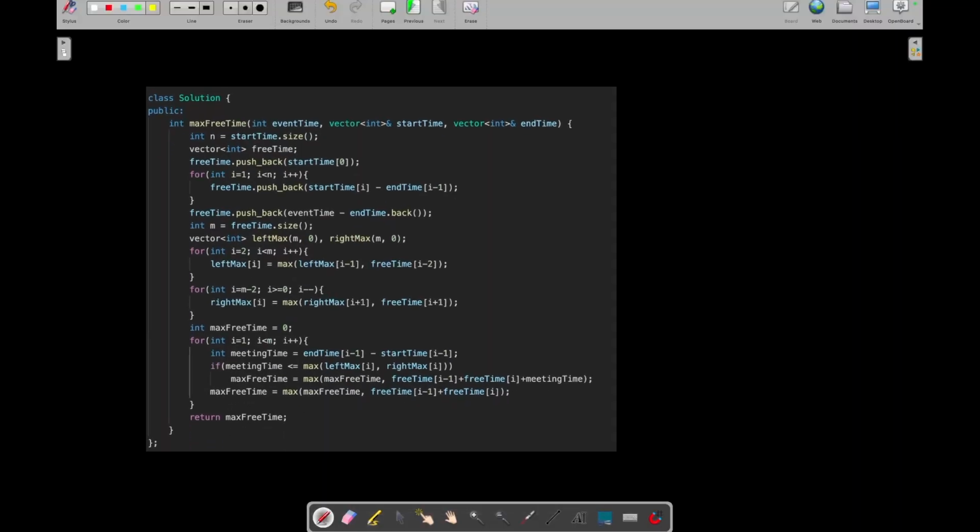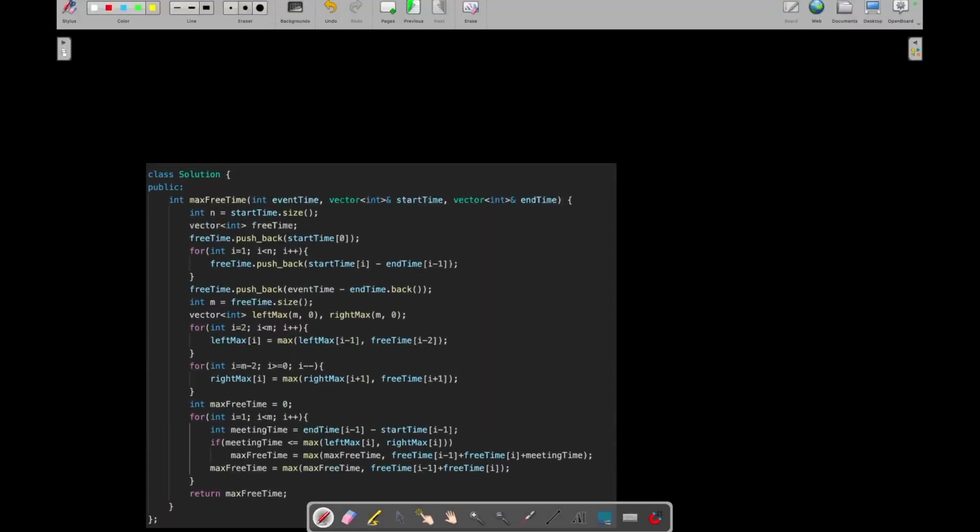So let me also show you the corresponding code snippet for the left max and right max, so that you will not get confused later on. So here we are calculating the left max and right max. What have we done in left max? The maximum of left max of i minus 1 and free time of i minus 2. And right max, what have we done?